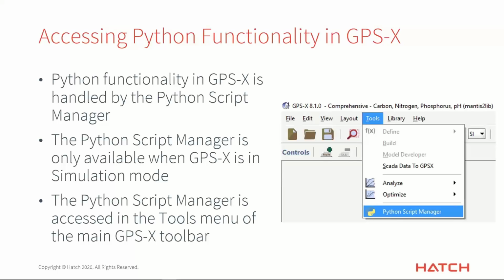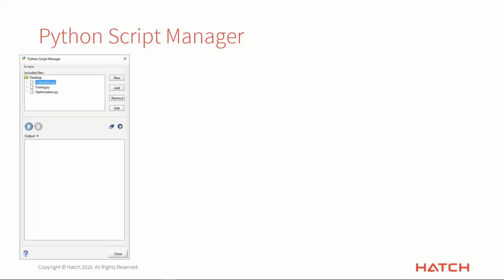When you're in simulation mode, you can access it by going to Tools on the main toolbar and then selecting the Python Script Manager option. When you do, it's going to take you to our Python Script Manager, which looks like this.